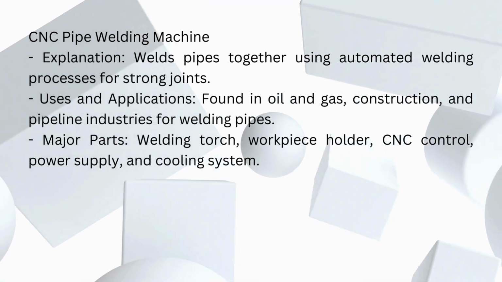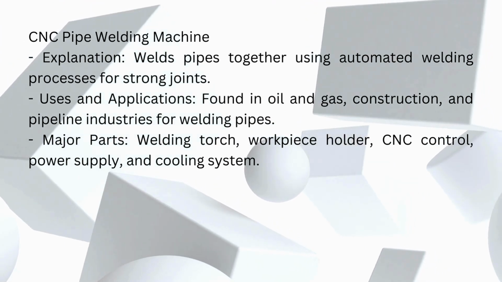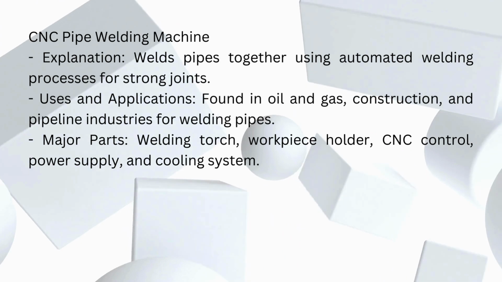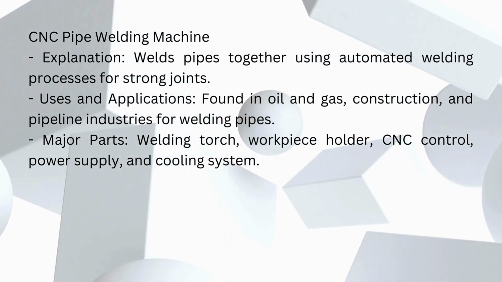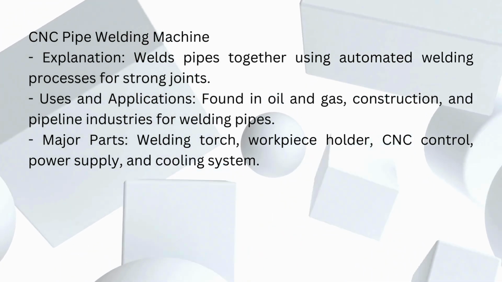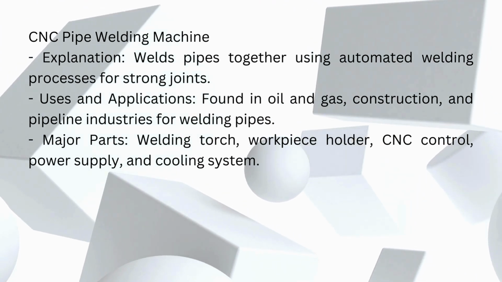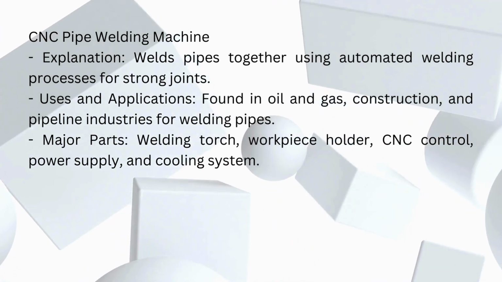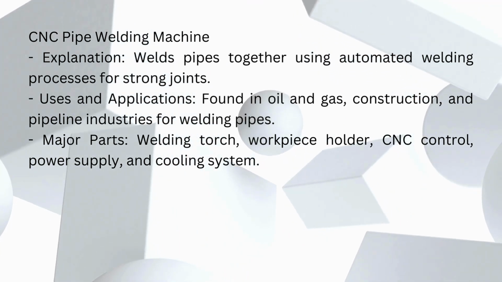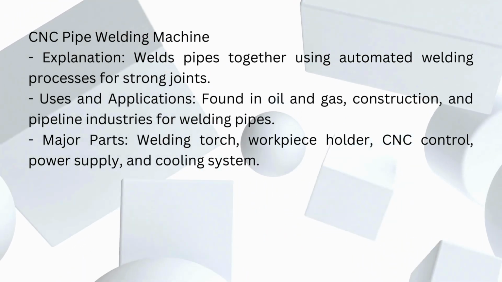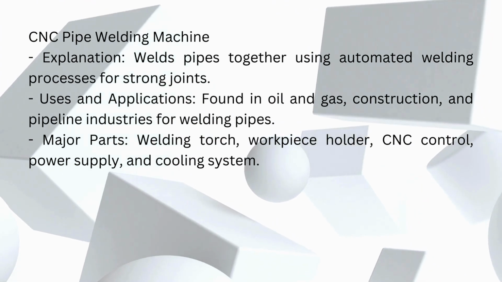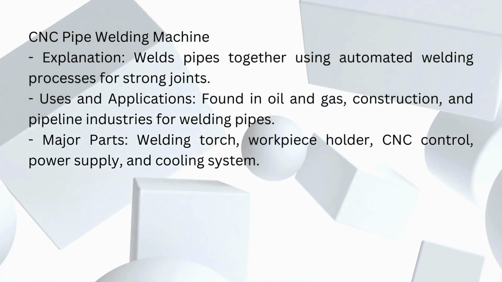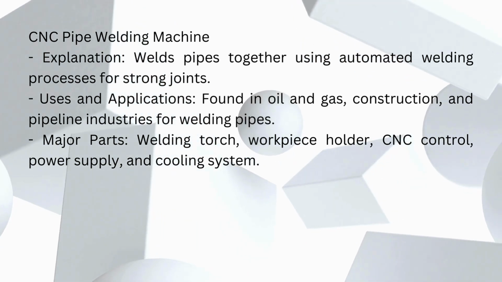CNC pipe welding machine. Explanation: welds pipes together using automated welding processes for strong joints. Uses and applications: found in oil and gas, construction, and pipeline industries for welding pipes. Major parts: welding torch, workpiece holder, CNC control, power supply, and cooling system.